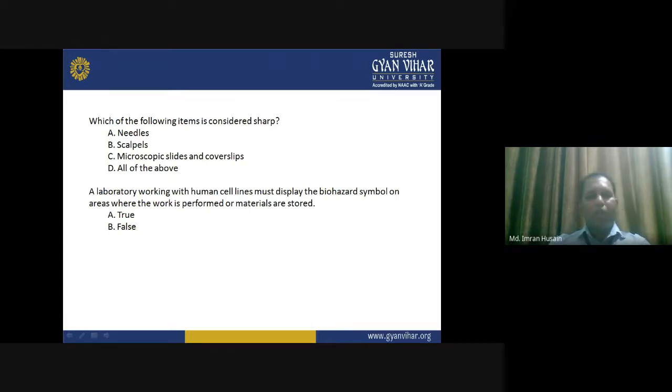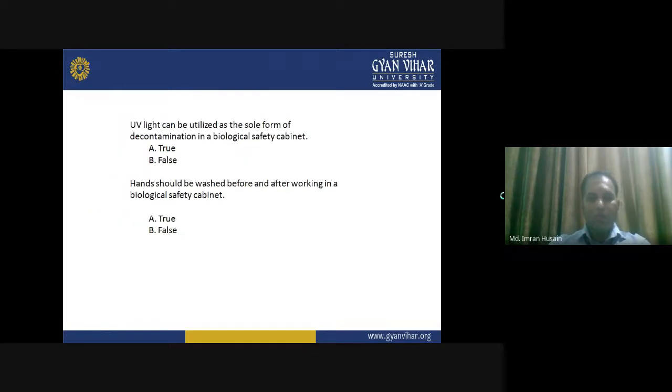Laboratories working with human cell lines must display the biohazard symbol on the areas where the work is performed and materials are stored. True or false. UV light can be utilized as the sole form of decontamination in a biological safety cabinet. True or false. Hands should be washed before and after working in a biological safety cabinet. True or false.